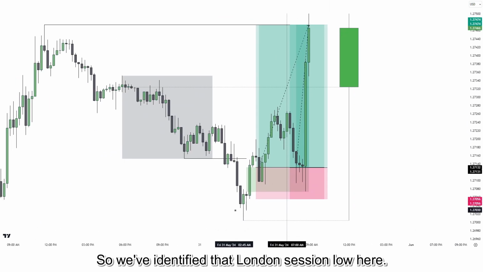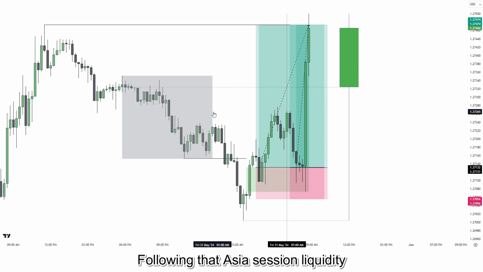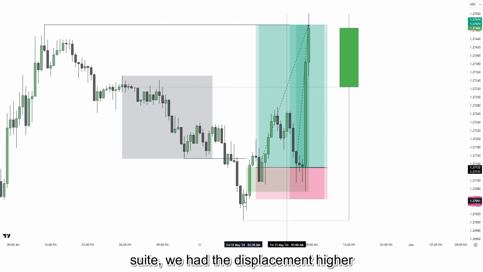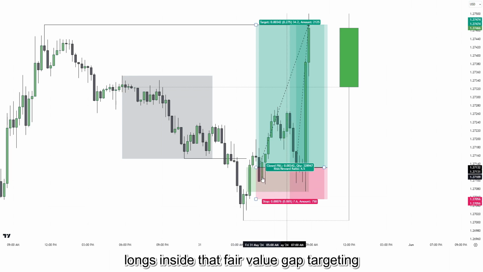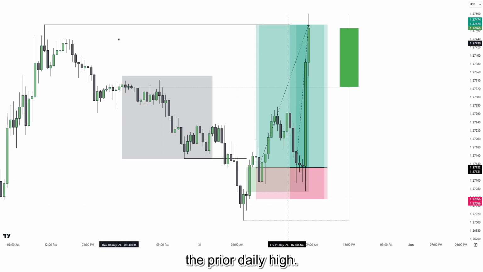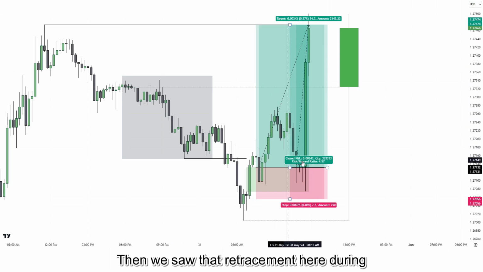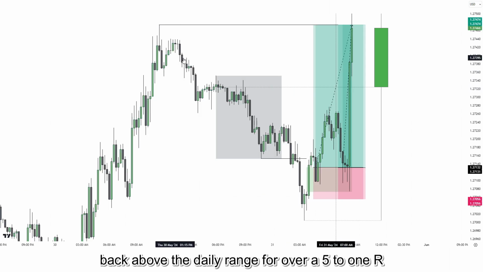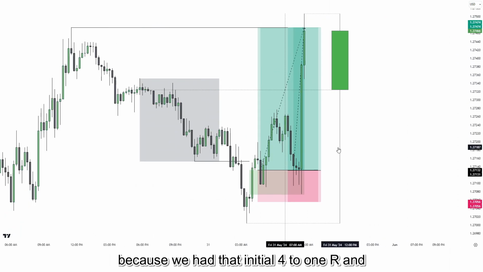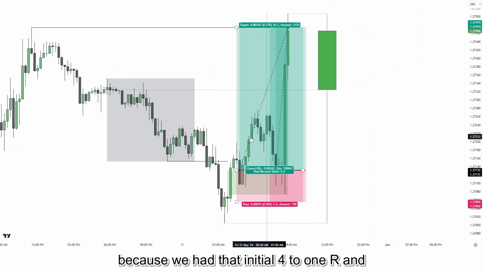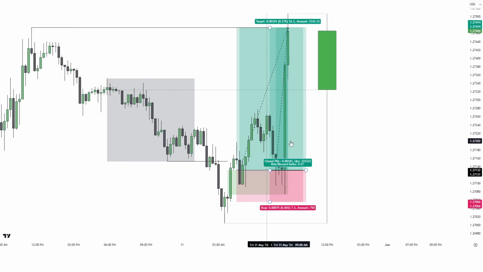So we've identified that London session low here. Following that Asia session liquidity sweep, we had the displacement higher, followed by this fair value gap, took the longs inside that fair value gap, targeting the prior daily highs. Then we saw that retracement here during the New York session. And we immediately saw this push higher back above the daily range for over a 5-to-1 R, because we had that initial 4-to-1 R and we scaled into our position. So this puts us 5-to-1 R plus.